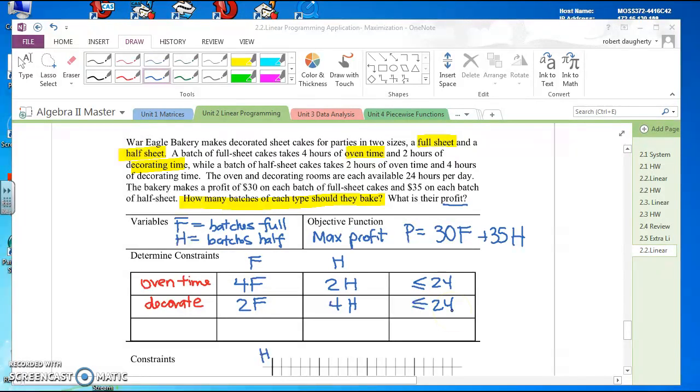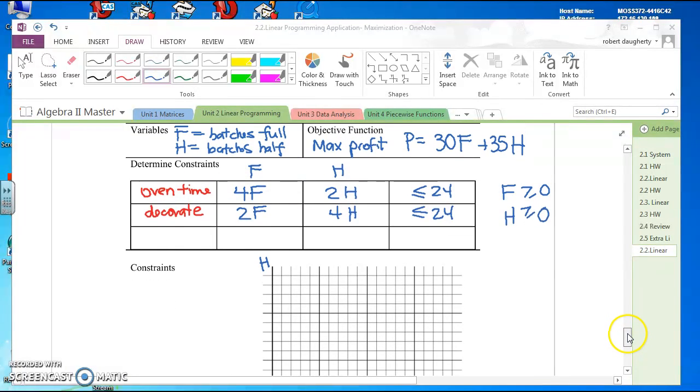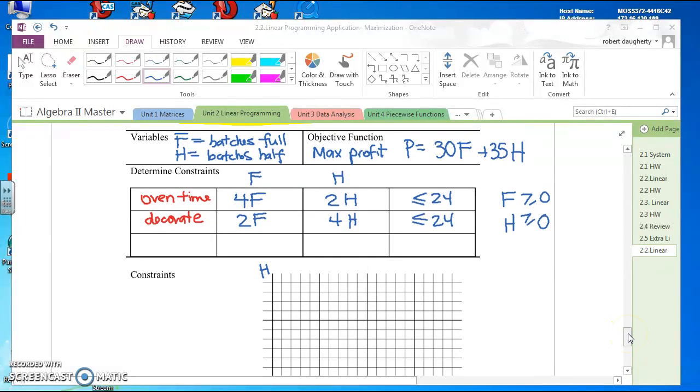And then the other constraint is that the number of sheets that I bake obviously has to be positive. I can't bake a negative number of sheet cakes. So that's how I'm going to get all my constraints. I can move down into writing those constraints and then graphing. So my constraints are that F is greater than or equal to 0, H is greater than or equal to 0. Those are the trivial constraints.